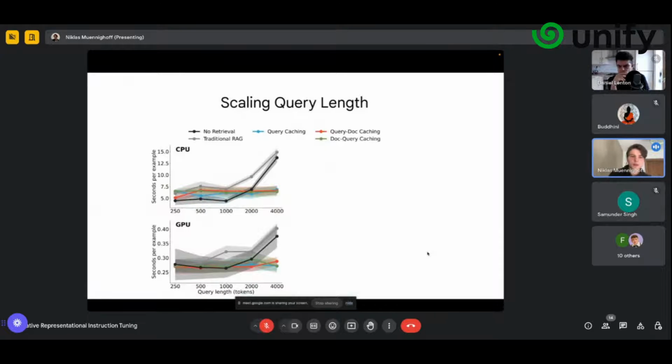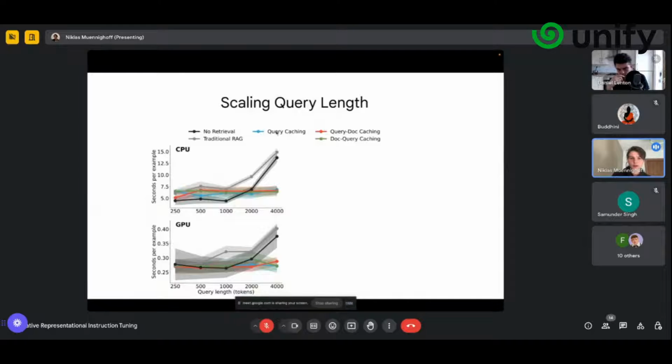And now we're going to look at some latency. So how does this change the speed? If we scale the query length, at the bottom is the query length in tokens, going from left to right. As the query length increases, caching it of course improves speed more and more. While no retrieval and traditional RAG just explode at some point in seconds per example. So the inference time it takes to process the example goes up massively.